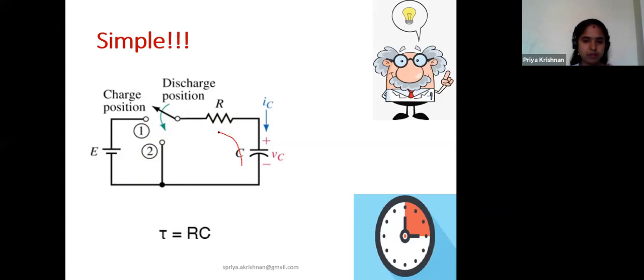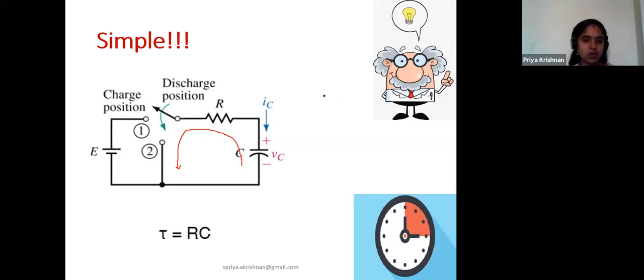So when the switch is in position 2, the capacitor starts to discharge like this. So we charge the capacitor, we discharge the capacitor, and it takes a certain time to charge and discharge because of the resistance present here. If the resistance is large, it takes more time to charge. If the resistance is small, it takes less time.